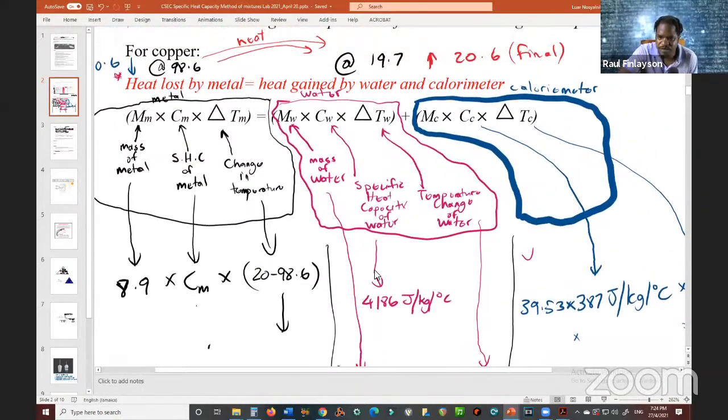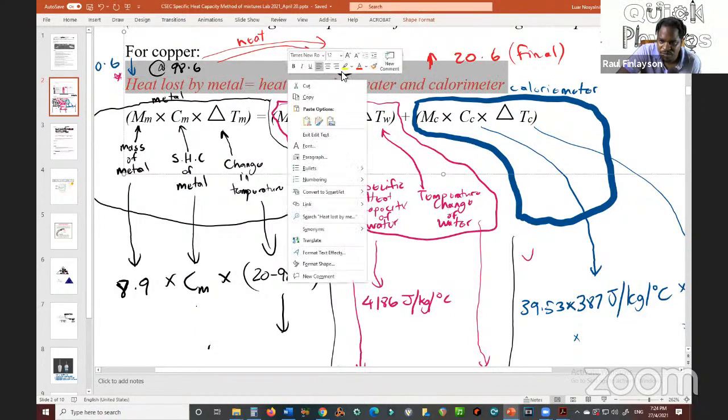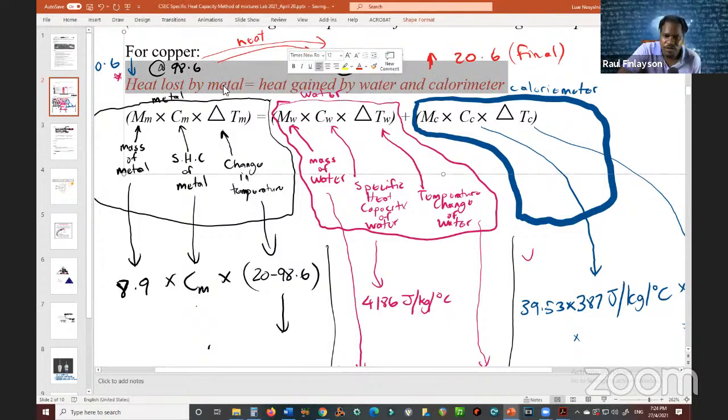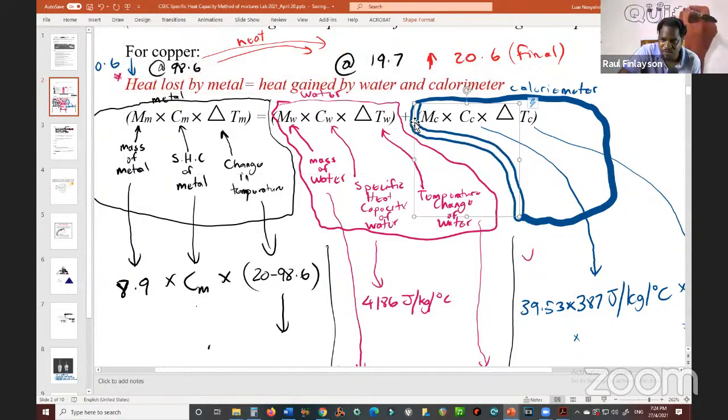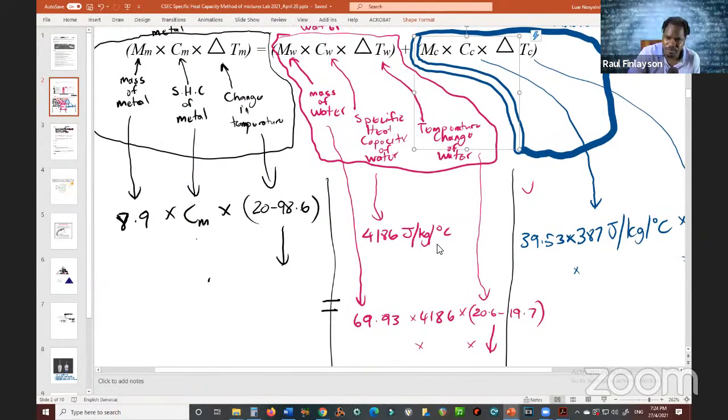What's going to happen is this. Notice that this story in red is saying, heat lost by the metal is equal to heat gained by the water and calorimeter, which means that when you add the two of them, we add whatever we get for the water to whatever we get for the calorimeter. So let's deal with them piece by piece and see what happens.